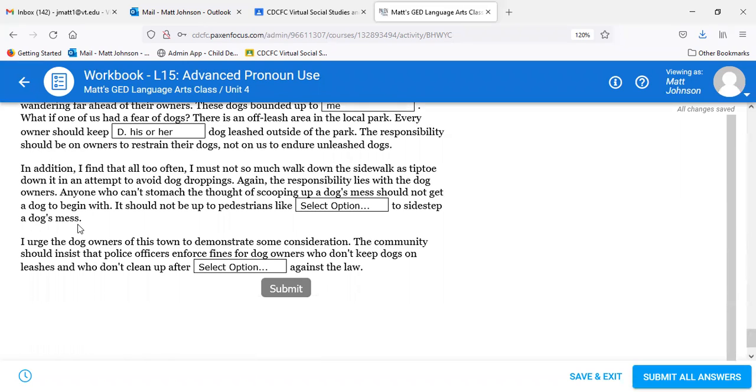In addition, I find that all too often I must not so much walk down the sidewalk as tiptoe down it in an attempt to avoid dog droppings. Again, the responsibility lies with the dog owners. Anyone who can't stomach the thought of scooping up a dog's mess should not get a dog to begin with. It should not be up to pedestrians like, so pedestrians, that's the subject.